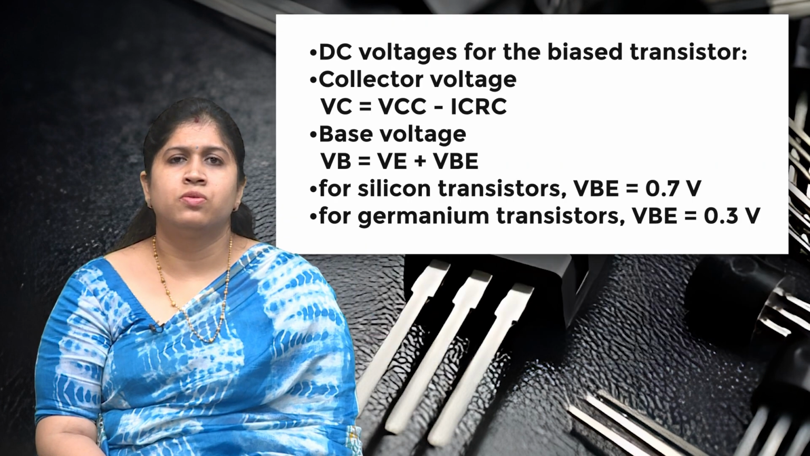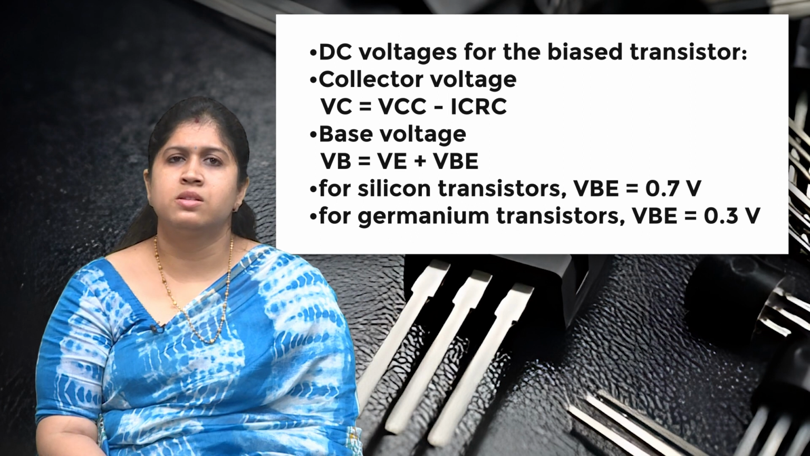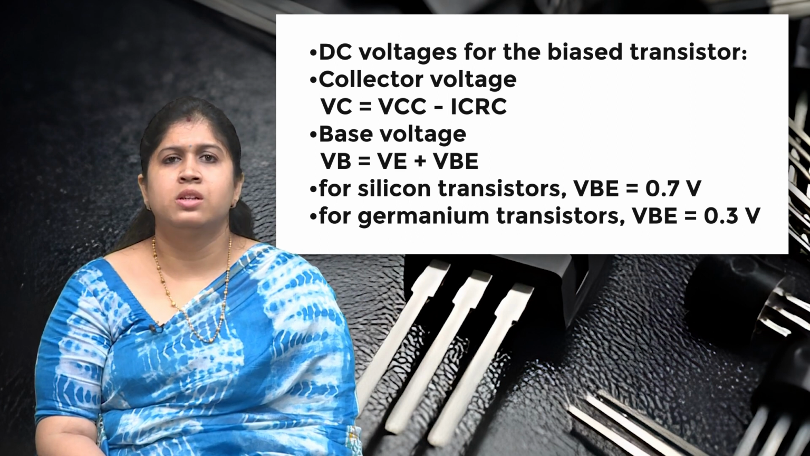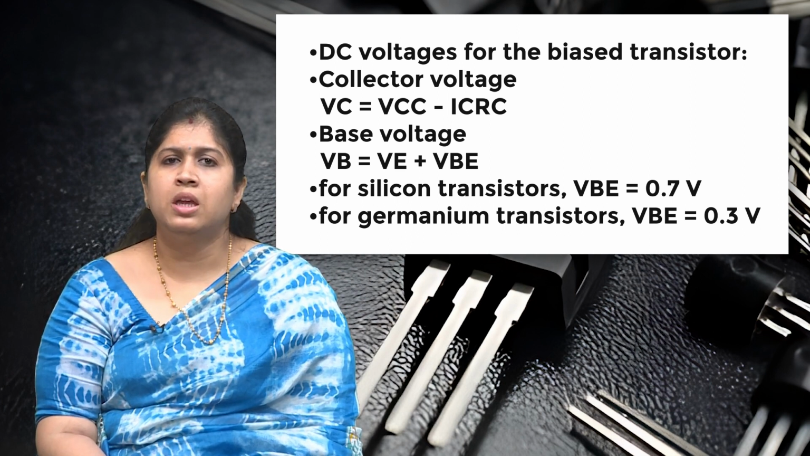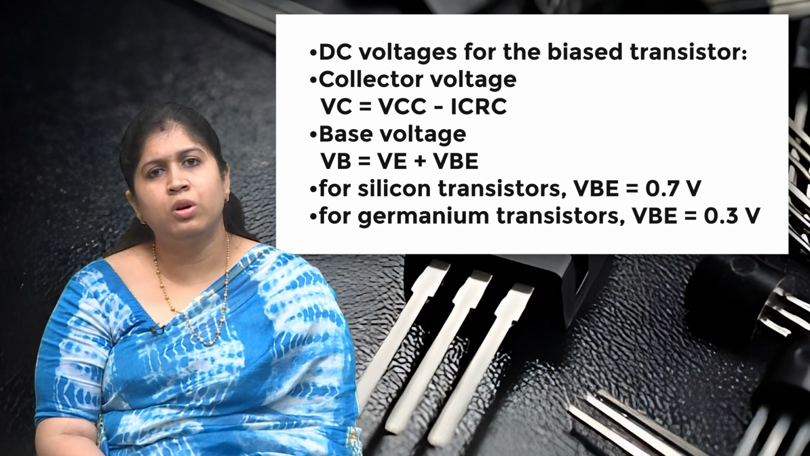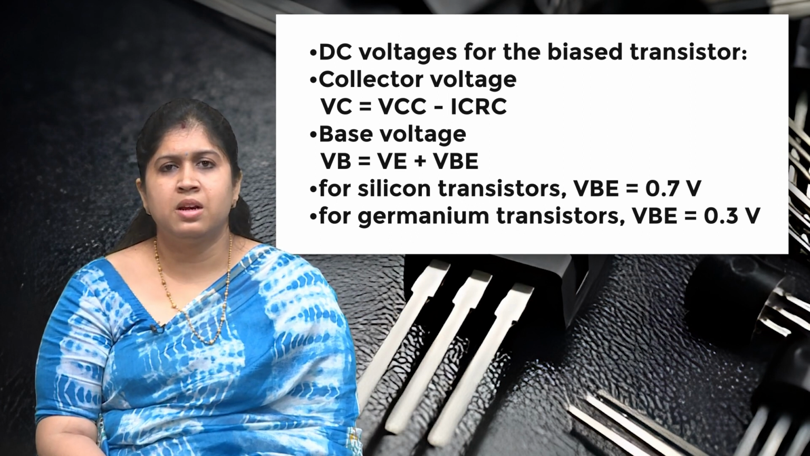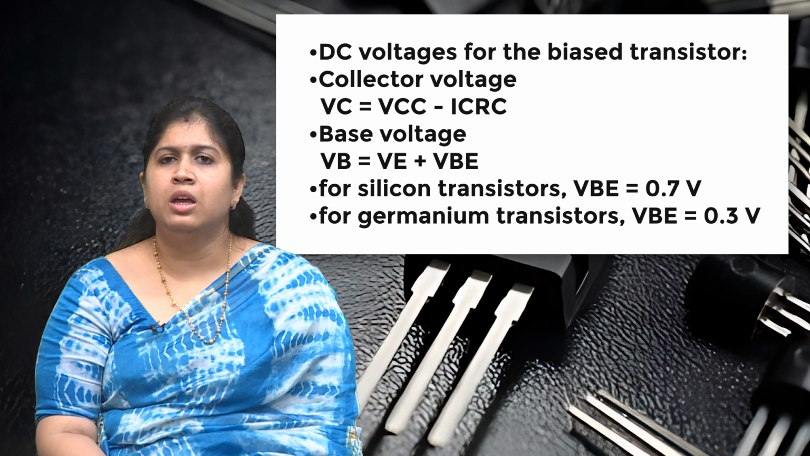For the DC voltage of the biased transistor, the collector voltage VC equals VCC minus IC RC, and the base voltage VB is equal to VE plus VBE. For a silicon transistor, VBE is equal to 0.7 volt. For a germanium transistor, VBE is equal to 0.3 volt.